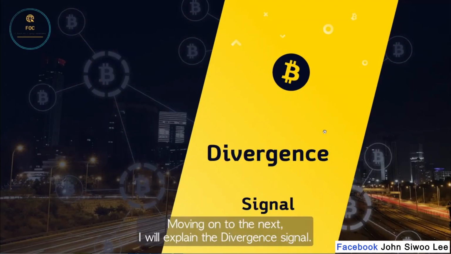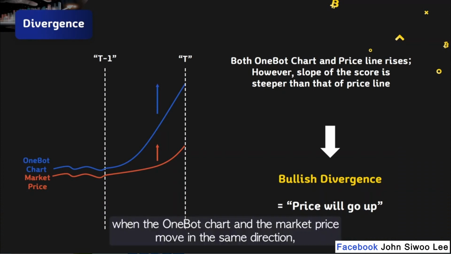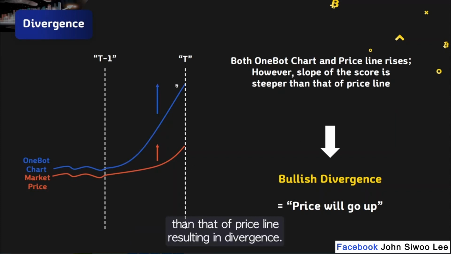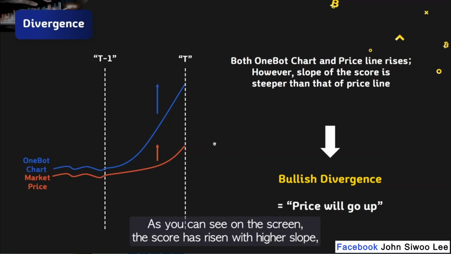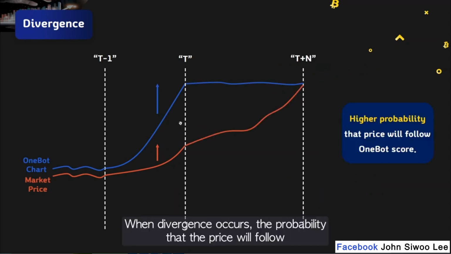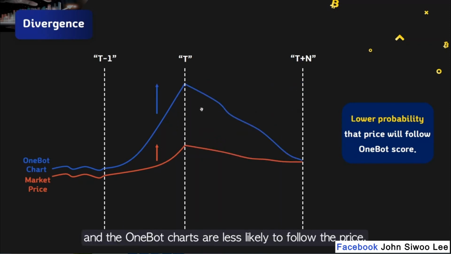Moving on to the next, I will explain the divergence signal. A divergence signal is a signal when the Onebot chart and the market price move in the same direction, but the slope of the score is steeper than that of the price line, resulting in divergence. As you can see on the screen, the score has risen with a higher slope, and it indicates that the price will move upwards. When divergence occurs, the probability that the price will follow the Onebot chart is usually higher, and the Onebot chart is less likely to follow the price.